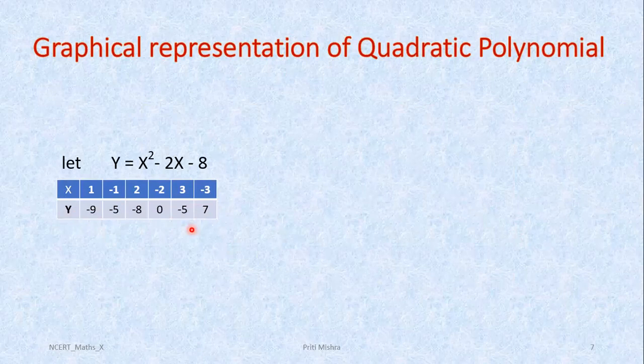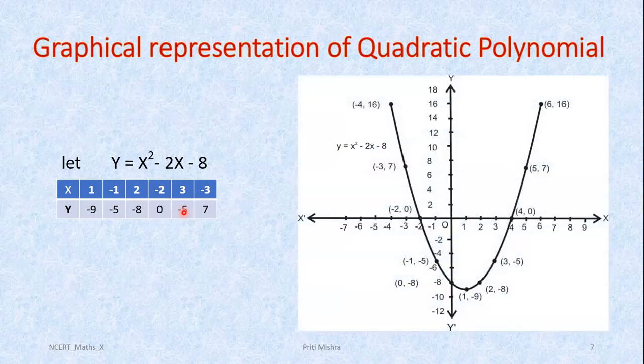And just by plotting these different points, the 6 points I have shown you here, on the graph paper, and after joining these points, you will get the result just like this. This is an upward parabola.